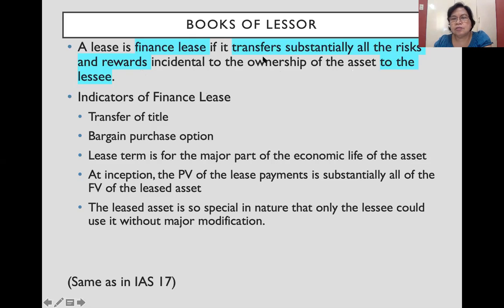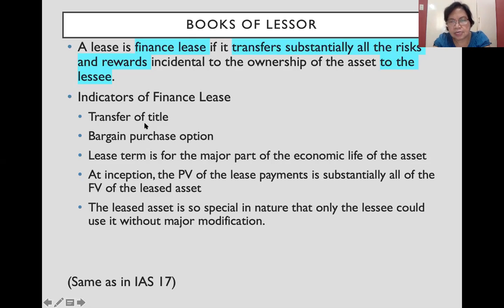So how do we determine whether there is a substantial transfer of risks and rewards incidental to the ownership of the asset to the lessee? IFRS 16, similar to IAS 17, enumerates indicators of finance lease. Only one indicator is necessary for the lease to be accounted for as finance lease. The first indicator is transfer of title.